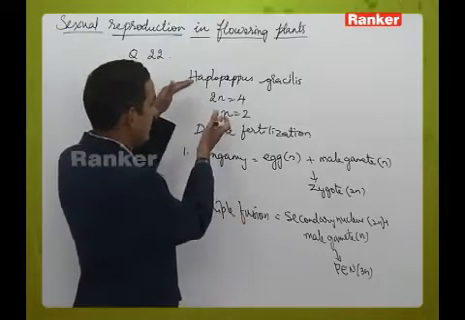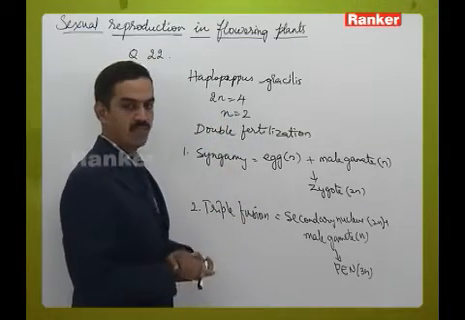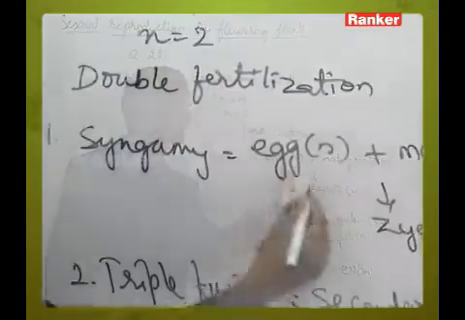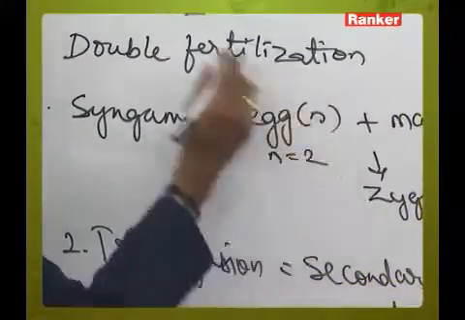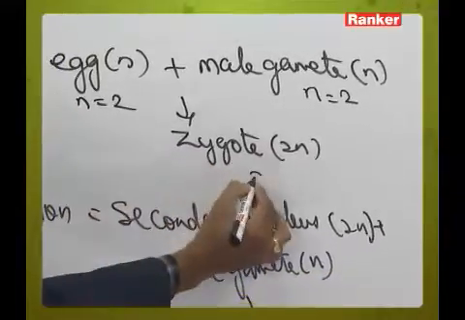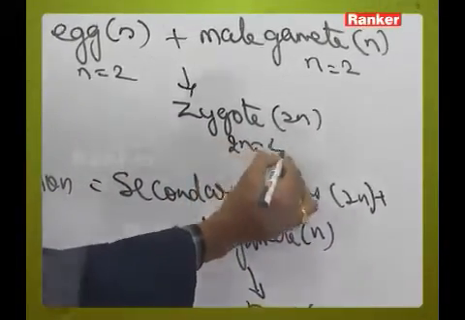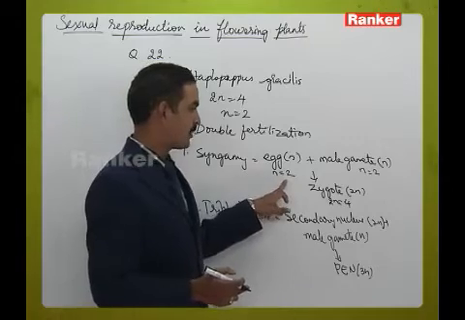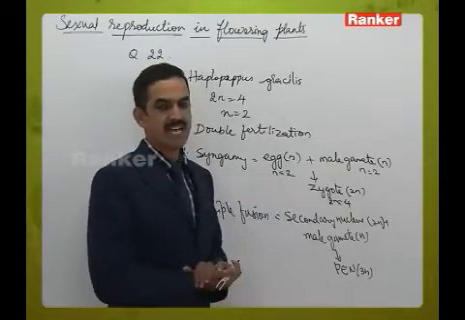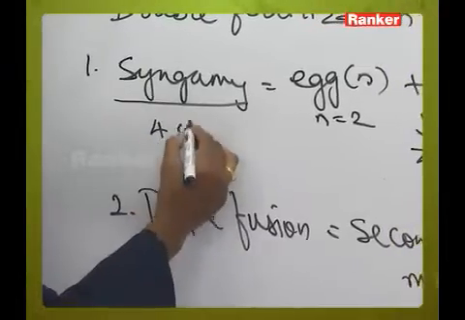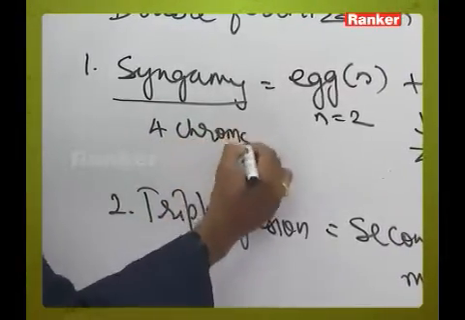Now let us incorporate these values. The egg cell is n, so n equals 2, and the male gamete is also n, equal to 2, and the zygote 2n equals 4. That means during the syngamy process the 2 chromosomes in the egg and 2 chromosomes in the male gamete are taking part. So for the syngamy process, a total of 4 chromosomes are taking part in the fusion.